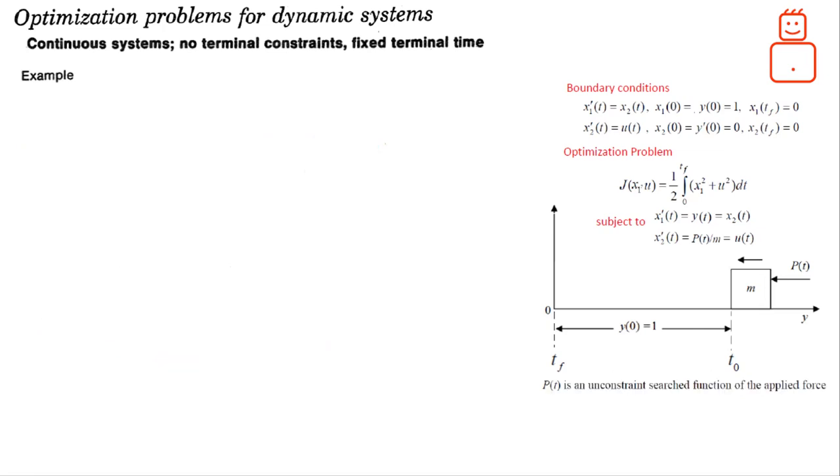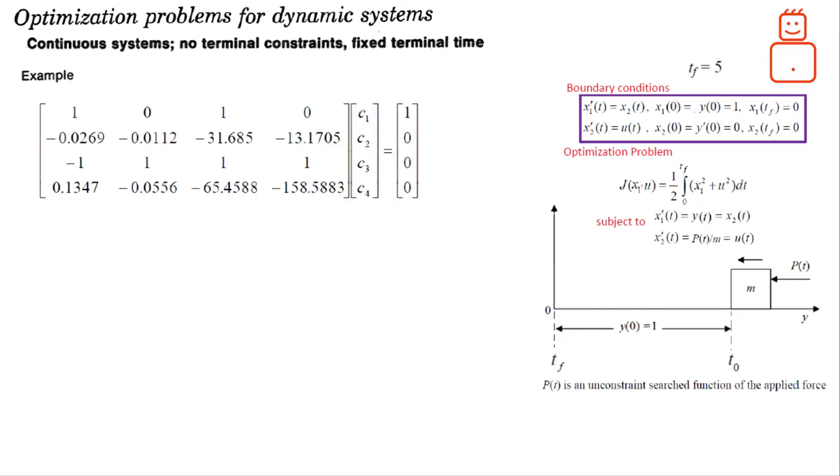To compute these 12 constants, we need to utilize the given boundary conditions in which the terminal time is 5 seconds. So basically you plug in each set of the conditions in the corresponding trajectories. This results in the following matrix, from which we can compute the constants C1 through C4 as shown, and consequently we can find the other constants.